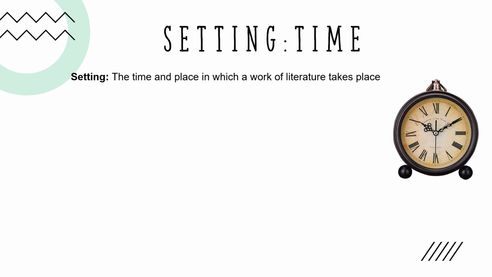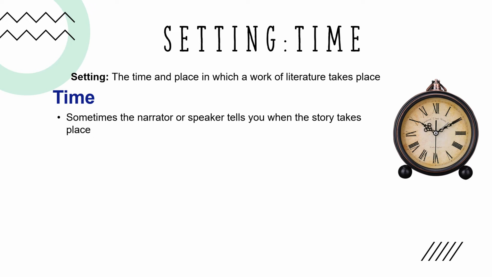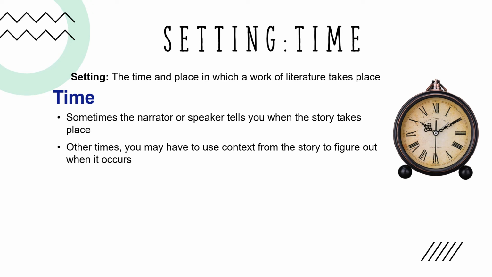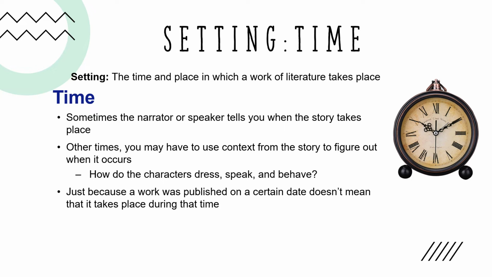Next, setting refers to the time and place in which a work of literature takes place. Time can be determined by one of two ways. Sometimes the narrator or speaker tells you directly when the story takes place. Other times, you may have to use context from the story to figure out when it occurs. For example, how do the characters dress, speak, and behave? Remember that just because a work was published on a certain date doesn't necessarily mean that it takes place during that time. Works can be written about the past, the present, or the future.